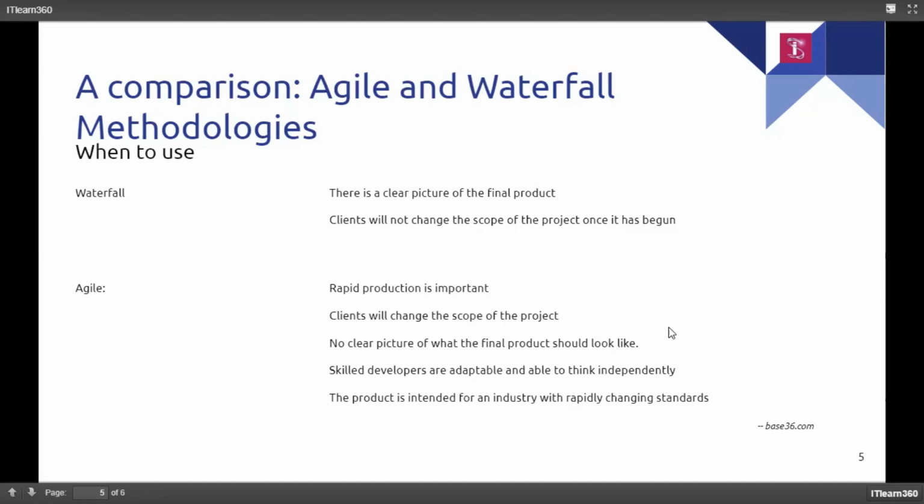Now, the question is when to use agile. When rapid production is important and the client will change the scope of the project, or there is no clear picture since the beginning when you're starting the project, or the product team or the client doesn't know what exactly the product will look like, what features we may include and so on. That is how you can pick this methodology of agile.